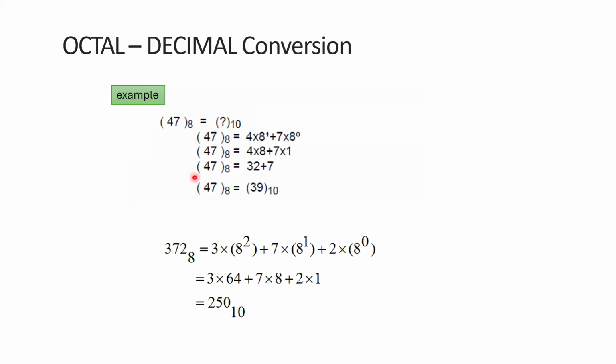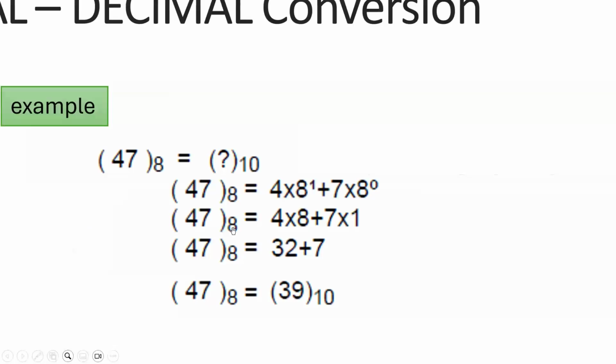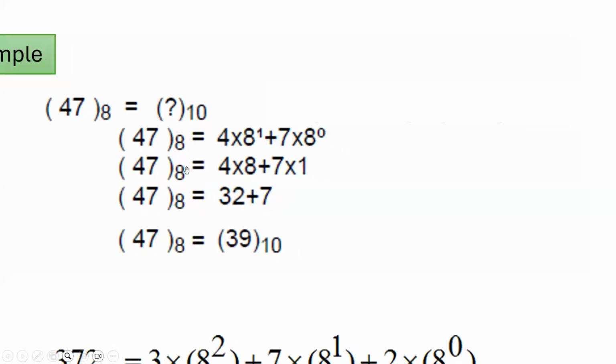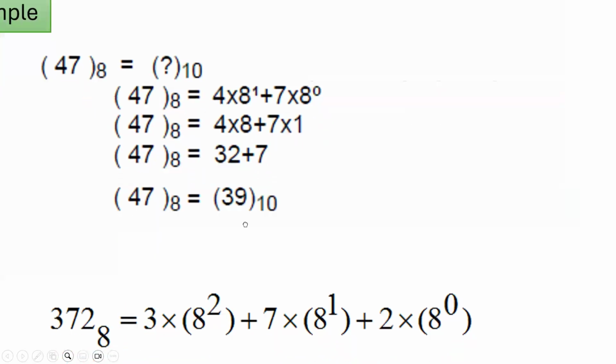In this part, so this number is an octal number. We will try to find the decimal version of this number. In this part, as you see, for 4, the power is 1, we know. For 7, the power will be 0. So now we will use this base number as 8 again, and by adding these numbers we will get 39.